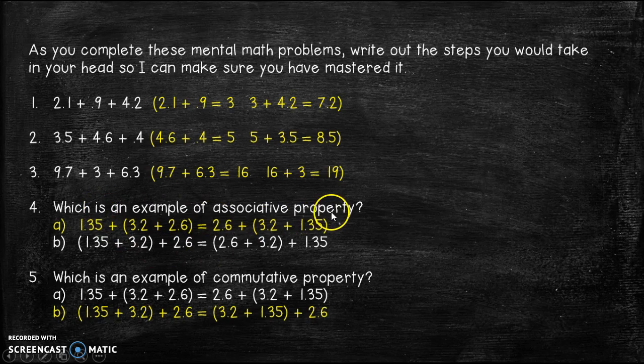So which was an example of associative property? A would have been the correct answer. And what is an example of commutative property? B is the correct answer.